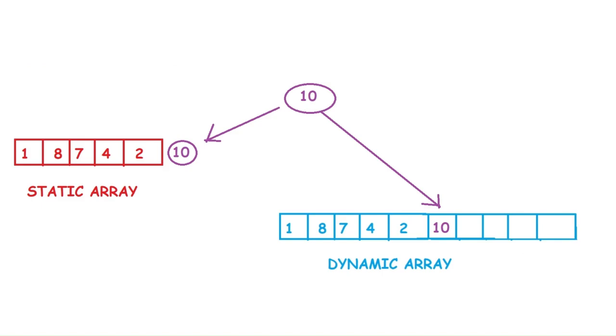So now you can see for the static array, the number 10 cannot be allocated into the content of the array because it has run out of memory. Whereas due to the free blocks of memory available on the dynamic array, the number 10 can be allocated as the sixth element of the array due to the free memory blocks that are available.